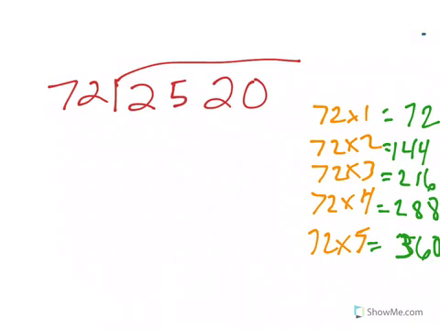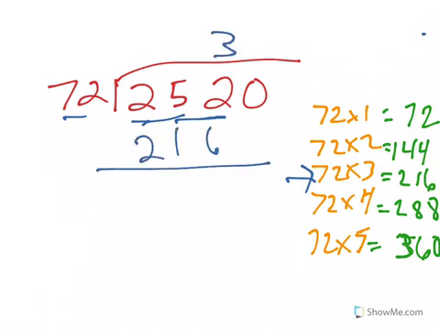Okay, so 72 does not go into 2, obviously. It does not go into 25, obviously, but it does go into 252. 288 is too high, so we're going to go to our next one down, which is, it goes 72 times 3. 72 times 3 gives us 216. We're going to subtract. We can borrow here. 12 minus 6 is 6. 4 minus 1 is 3. 2 minus 2 is 0. We bring down this 0.